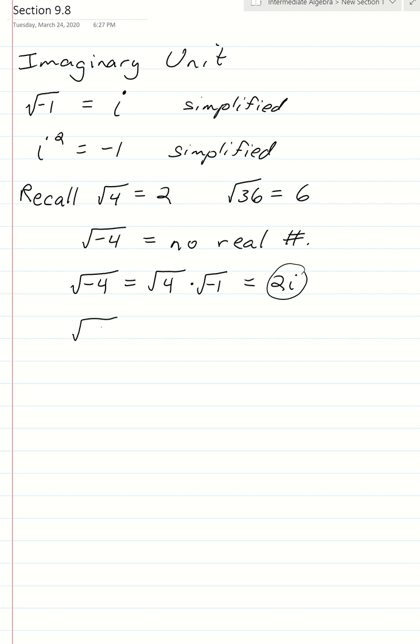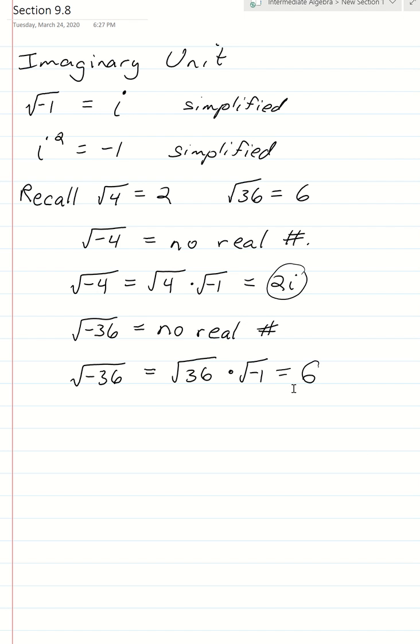If we had the square root of negative 36, once again, that would be no real number, but now that we know we have this imaginary unit, we can go further. And we could say that the square root of a negative 36 is going to equal the square root of 36 times the square root of negative 1. And since the square root of 36 is 6, we could simplify that, as well as the square root of the negative 1, which can also be simplified to just i. And so our answer would be 6i.